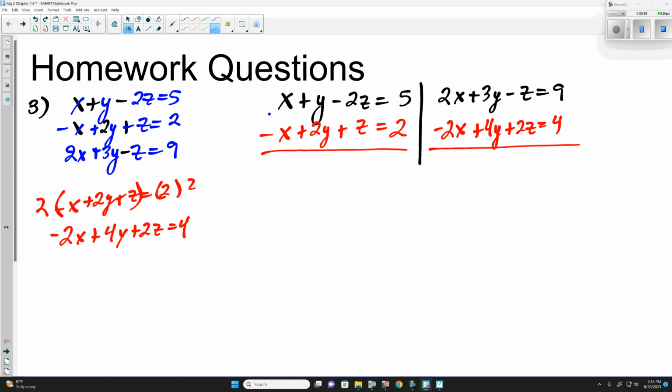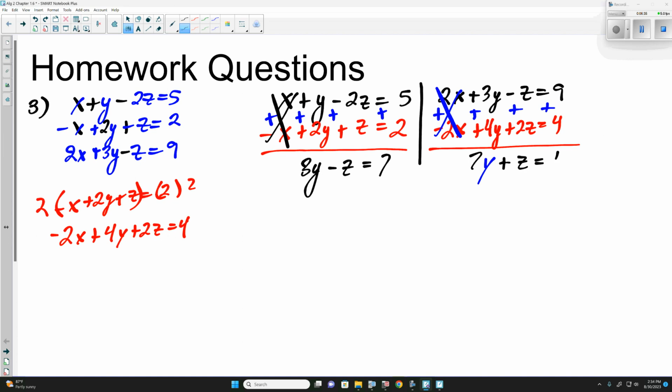Now, for the one on the left, since the signs in front of x are opposite, we would add. x plus negative x is 0. y plus 2y is 3y. Negative 2z plus z is negative z. And 5 plus 2 is 7. For the other side, since our signs are again opposite, we're going to add. 2x plus negative 2x is 0. 3y plus 4y is 7y. Negative z plus 2z is positive z, equal to 13.